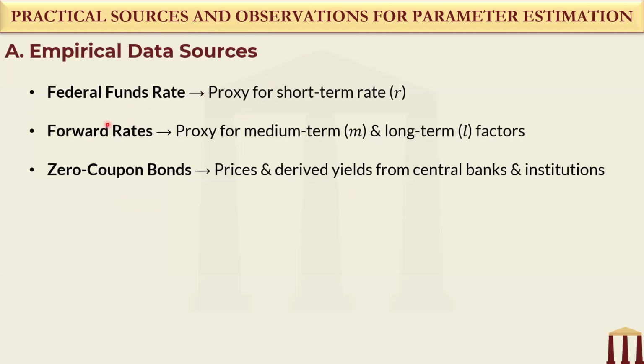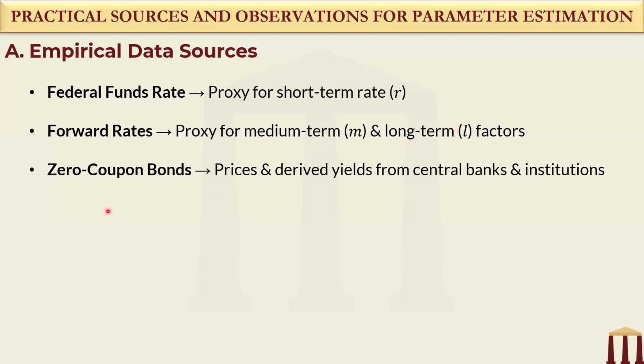So first up, we have short-term interest rates. For this, of course, we use the federal funds target rate, a well recognized benchmark that acts as a solid proxy for the short-term rate. Next, for the medium term and long term factors, you have the forward rates. We look at the forward rates, things like 2 year and 10-year forwards. These forward looking instruments give us a sense of where the market thinks rates are headed. And they map nicely to the M and L components in our model.